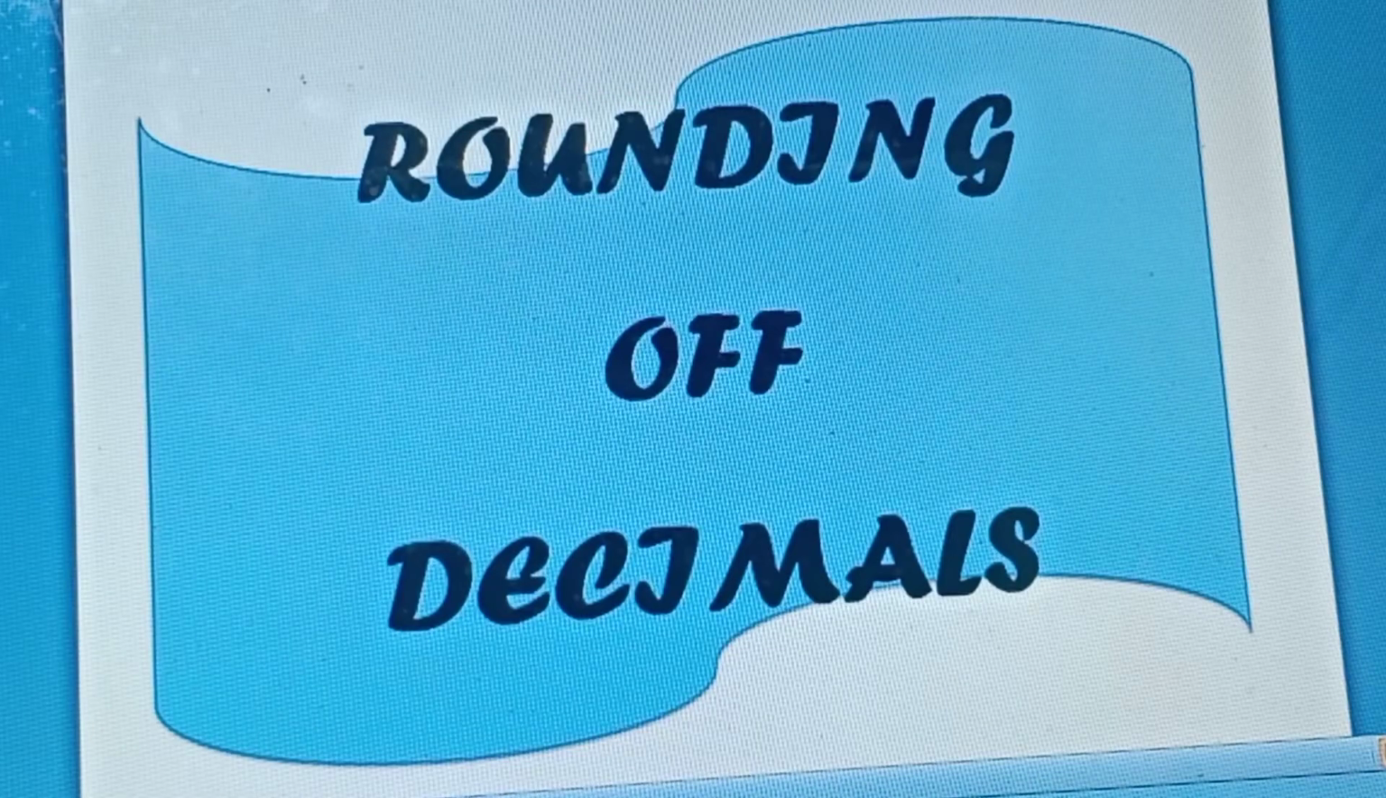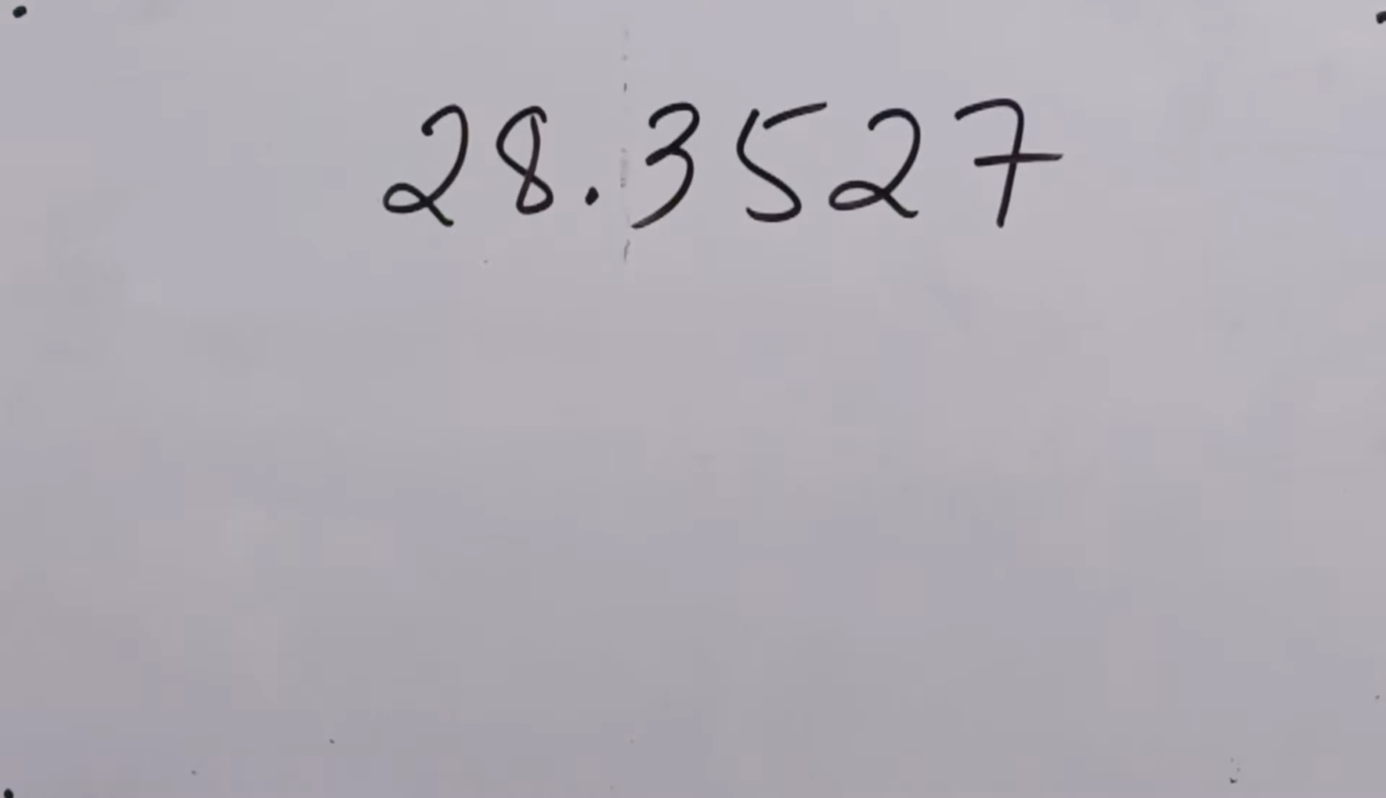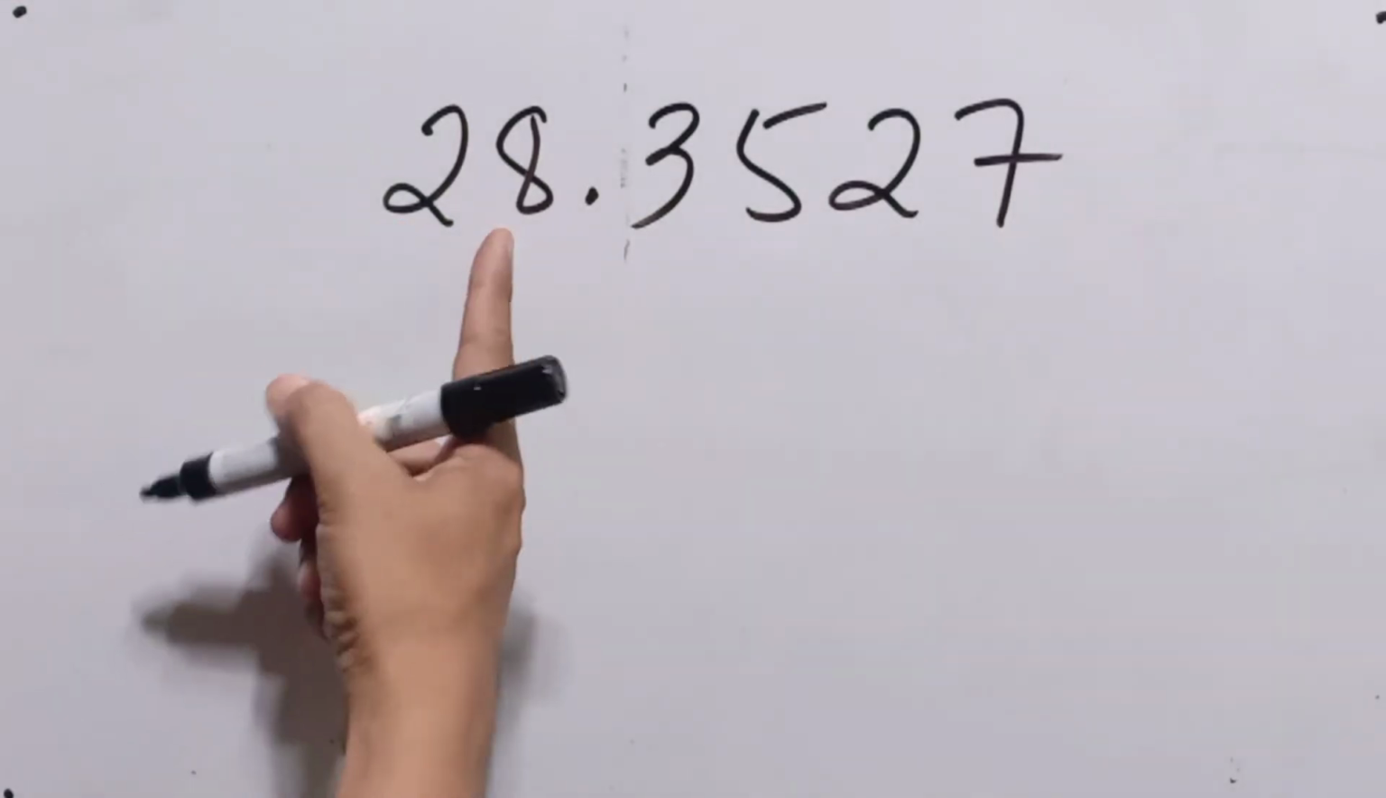If you know how to round off whole numbers, you can easily round off decimal numbers since we follow the same rules. The only difference is the decimal point. But before we discuss how to round off decimals, let's review first the place value of each digit. Look at this number. We have here 28.3527. So let's start with the whole number 28.